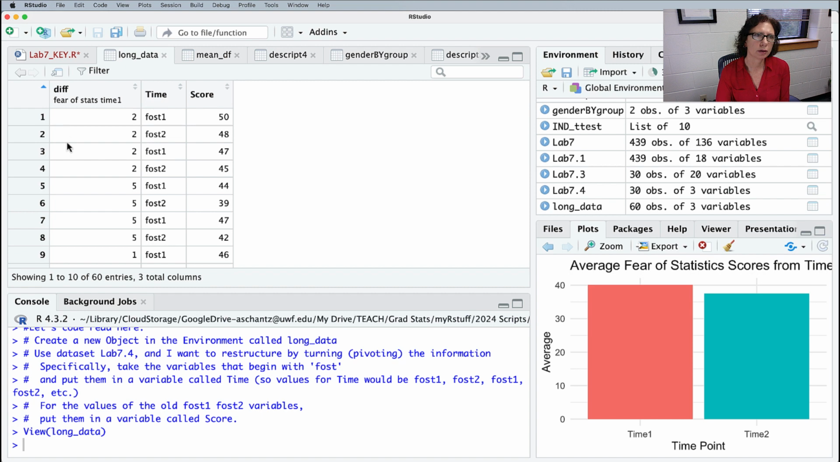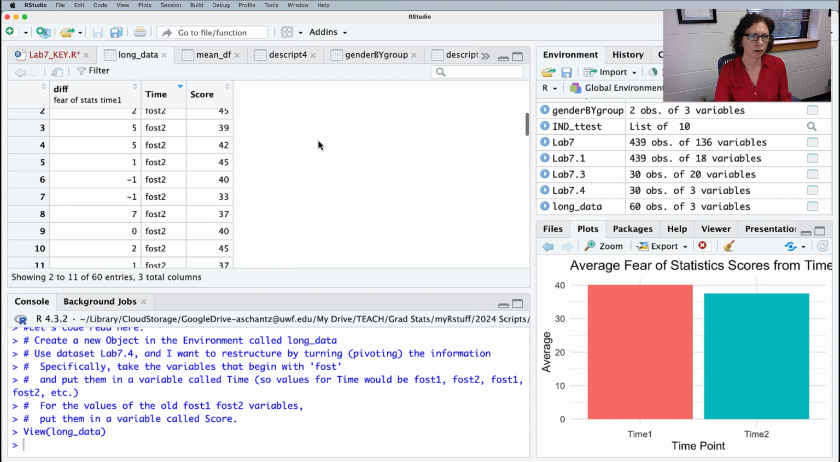See what I mean? And we can ignore the difference one that we made. We can see that the difference between 50 and 48 is 2. The difference between 47 and 45 is 2. But this is what we were really working on, the time variable and the score.